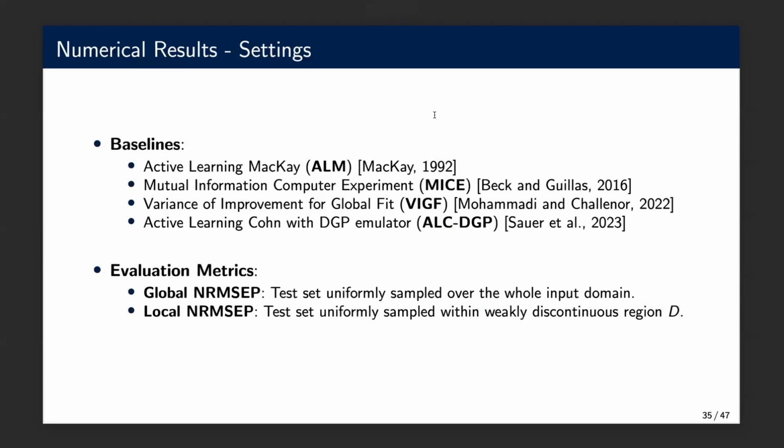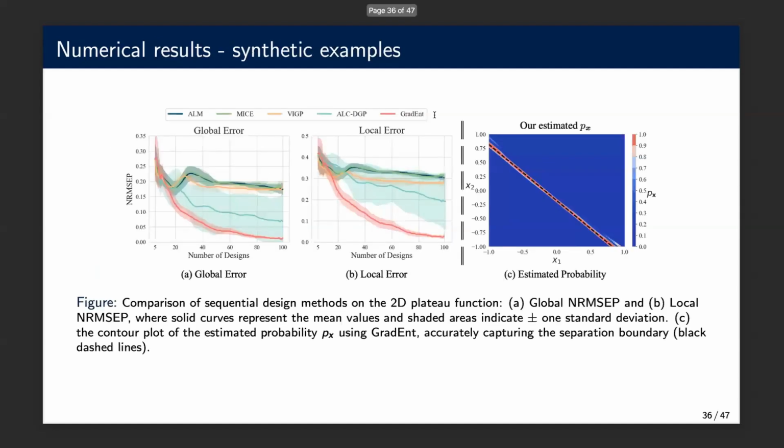Yeah, and finally the numerical results of our sequential design. We compare with some very famous sampling approaches: ALM, MICE, and VIGF with a Gaussian process emulator, and we also compare with deep GP emulator approaches. We consider two metrics: one is the global approximation error, and another is the local approximation error. That's the result on the 2D synthetic test function.